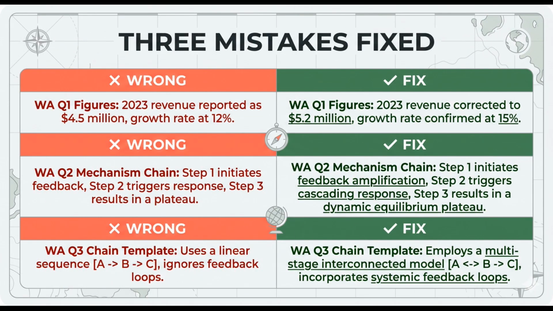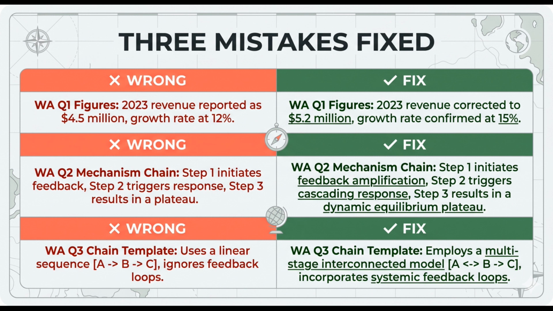Let us fix the 3 mistakes we flagged at the start. Mistake 1 for WA question 1, writing hot and wet without figures. The fix, always name 3 features and quote a figure for each. 26 to 28 degrees, less than 3 degrees range, over 2,000 millimeters, above 80% humidity.